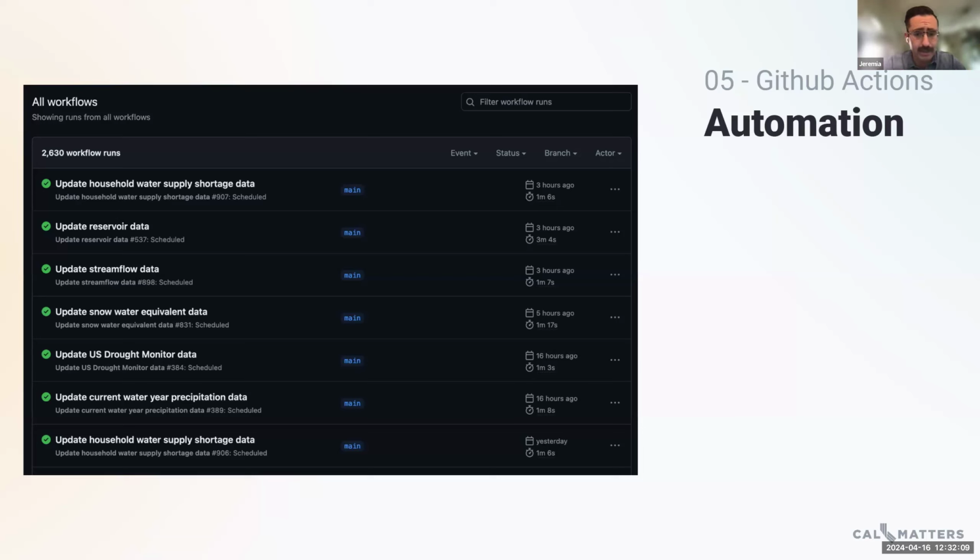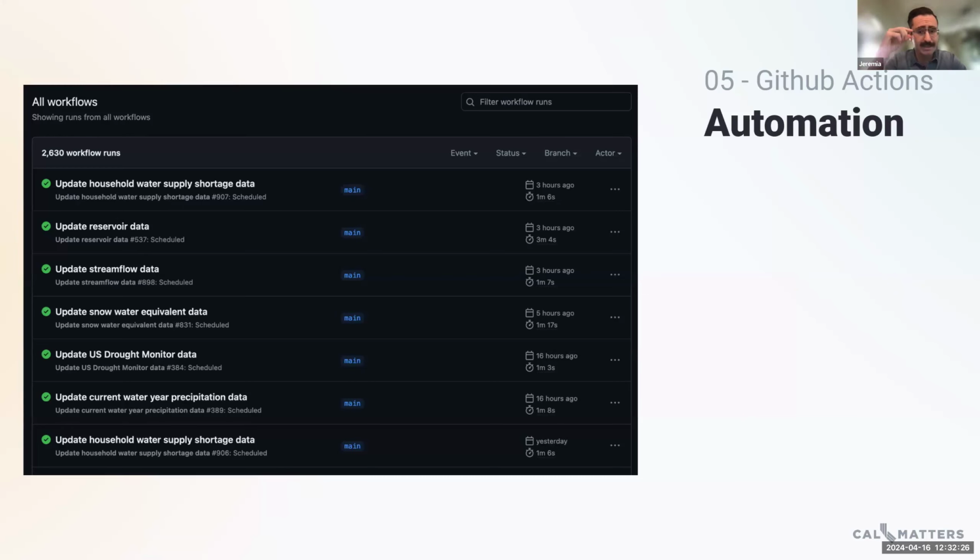Again, we're a team of 3 servicing a newsroom of 30 reporters covering almost every beat, every policy area in the state. And so where we can use robots, we do. And this is one of those cases. This is a screenshot from the automation tool we use, which is on GitHub.